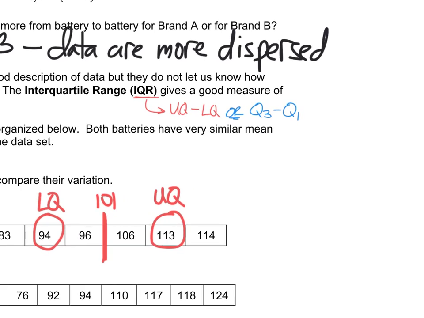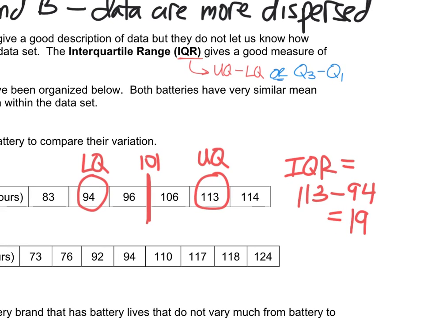The only thing I'm looking for when I'm trying to find the IQR is the difference between those two values. So 113 minus 94 would be 19? Very good. All right. Again, small data set, you may consider doing it by hand. Larger data sets, you definitely want to go to the calculator. But I'll show you how to do it on the calculator anyway.